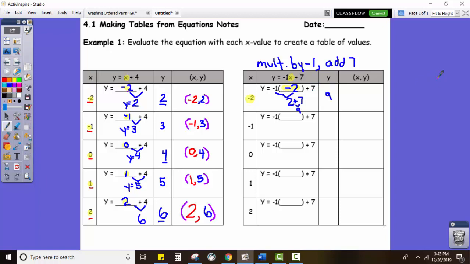Okay, then just like we did, we'll record our ordered pair. X was -2, so I write -2, y was 9, comma 9. Put parentheses around it.